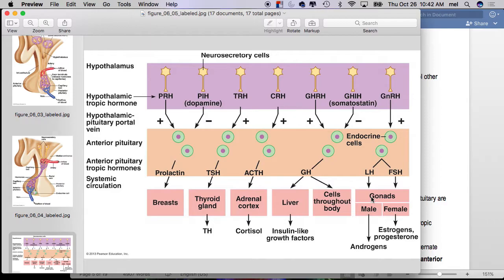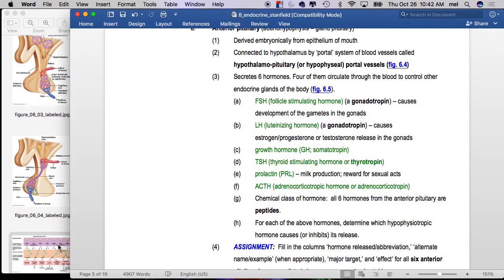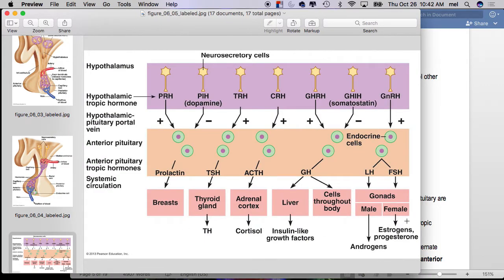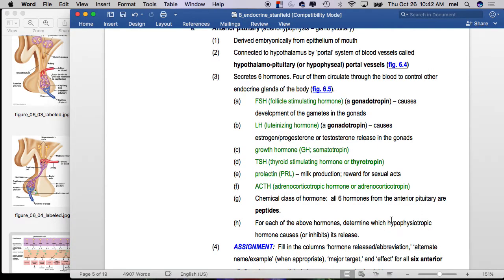So estrogens and progesterone in females. Collectively, those two let you make some more people, right? And they do a lot of other stuff too. We'll talk about the function of androgens and estrogens later. Androgens are really, really interesting hormones.